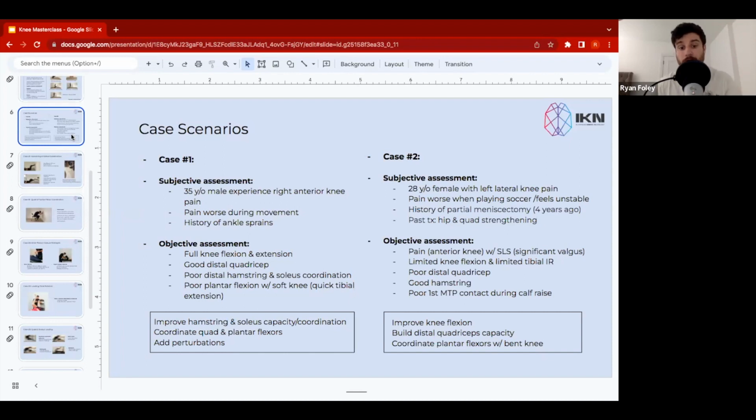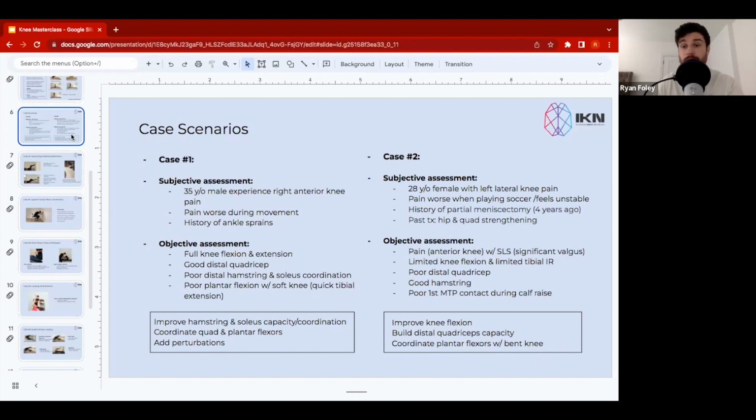The client also demonstrated poor plantar flexion with a soft knee, so we saw that quick tibial extension there as well. Okay, so we need to consider that from our rehabilitation standpoint. So we need to go after the hamstrings, the soleus, their capacity and their coordination. We need to then coordinate that with the quadriceps, so coordinating plantar flexors and quadriceps, and then add perturbations to that. Okay.